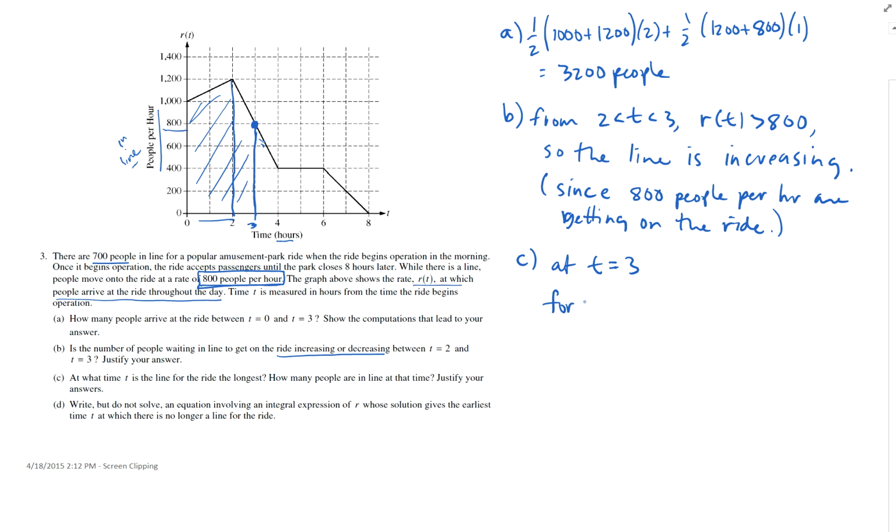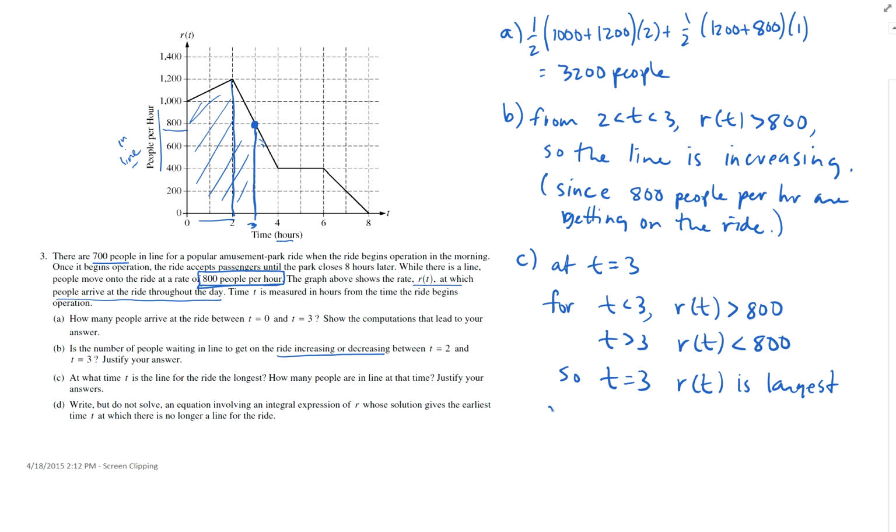For t less than 3, r of t is greater than 800. For t greater than 3, r of t is less than 800. So t equals 3, r of t is maximum. R of t is largest, and so the line will be the longest.